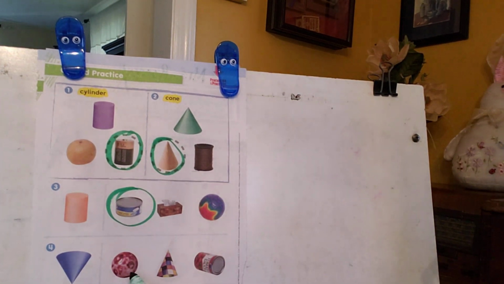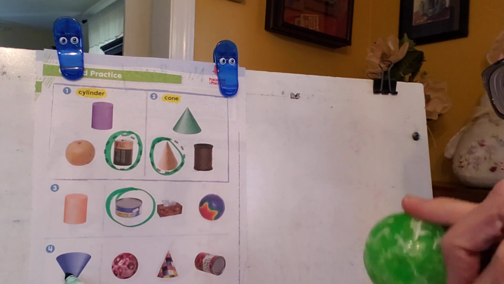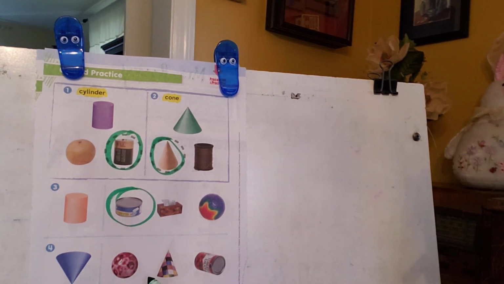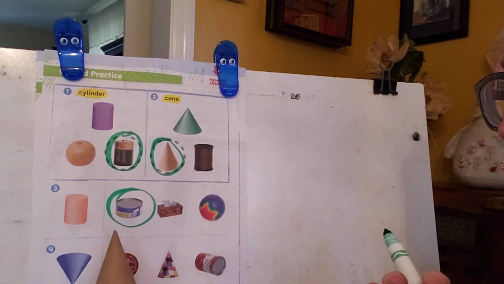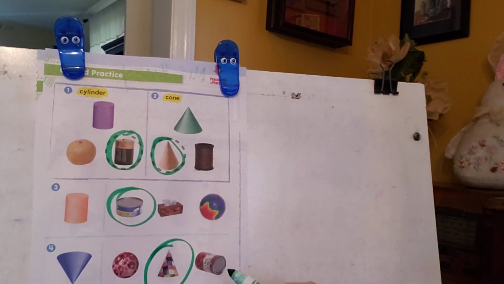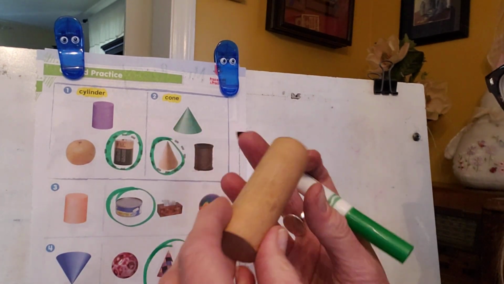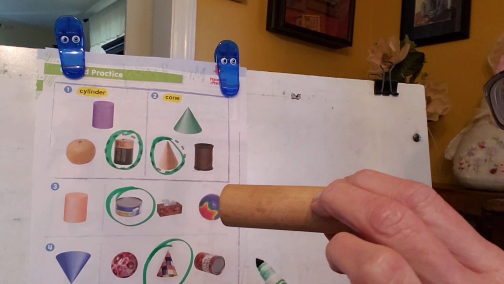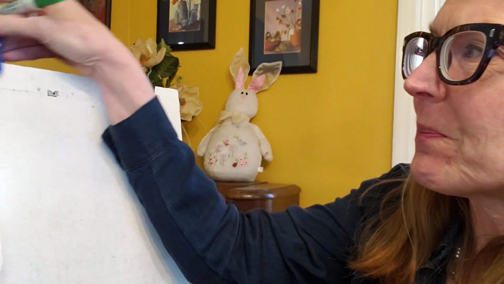All right, let's take a look. This ball is a sphere, so that doesn't match. Is a party hat shaped like a cone? Let's see. I believe so. And this one is just a cylinder, but it's on its side. Is that a match? No. Very good. All right, my friends.